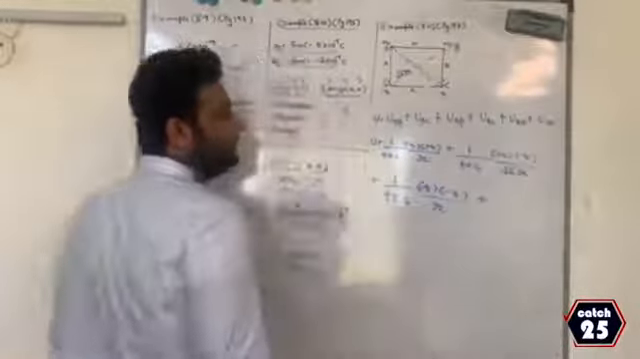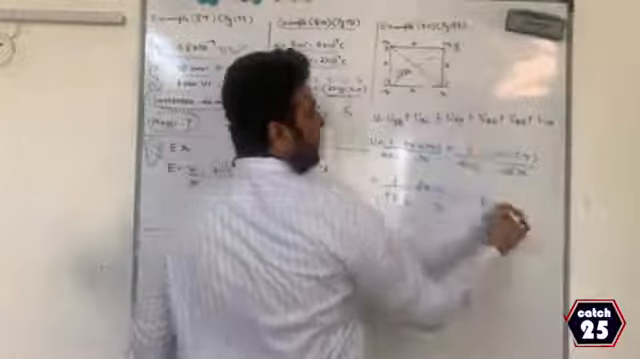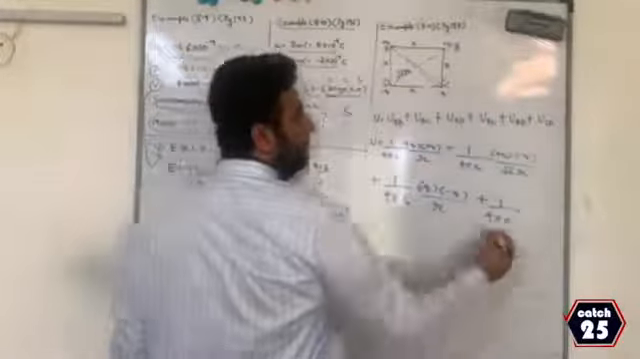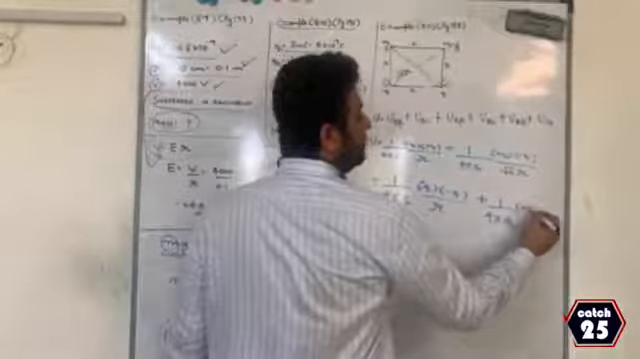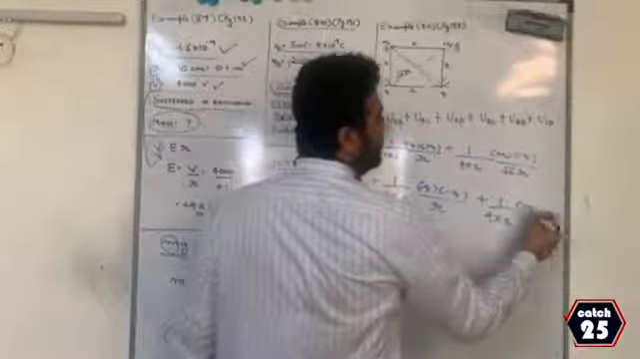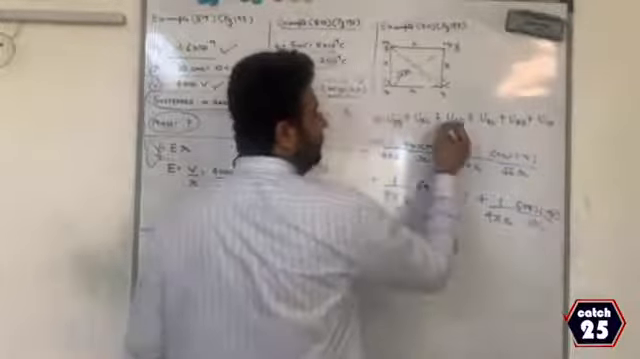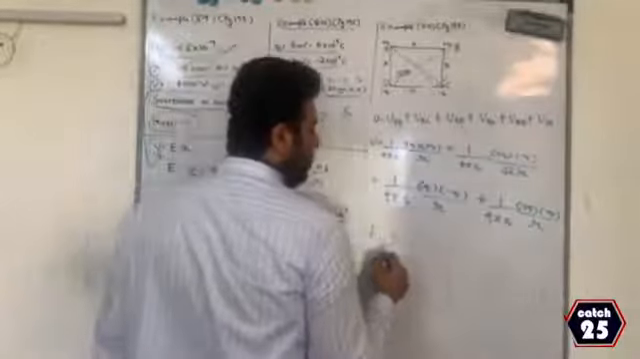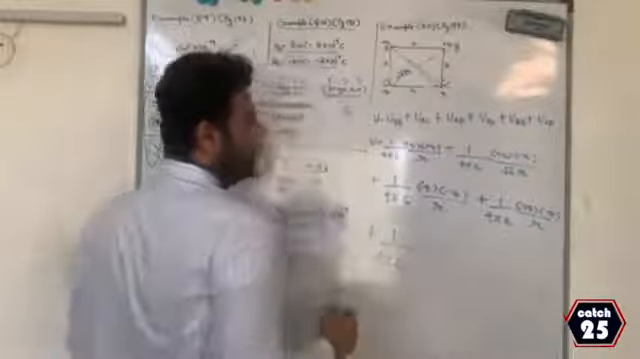Electrostatic potential energy between B and C: 1 by 4 pi epsilon naught. B is plus Q, C is minus Q, by R. 1, 2, 3, 4. Plus, fifth one will be 1 by 4 pi epsilon naught.